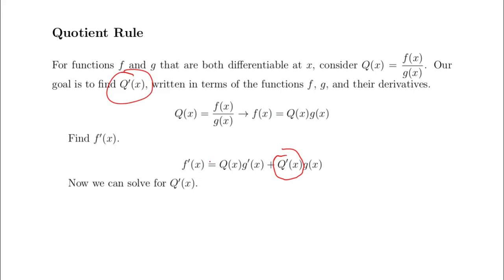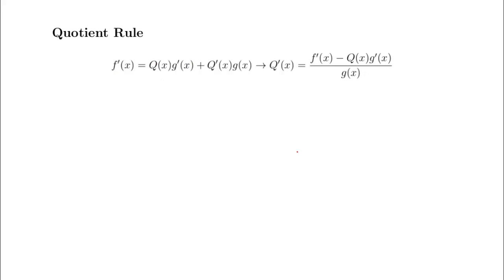That shouldn't be too hard though, because we can just subtract q of x, g prime of x from both sides, and then divide by g of x. I'll give you a second if you want to just scratch that on a piece of paper, but this is what you're going to end up with. So double check this just to make sure you can follow the algebra. All we're doing is solving for q prime of x because that was the thing that we really cared about. And there we go, quotient rule, done.